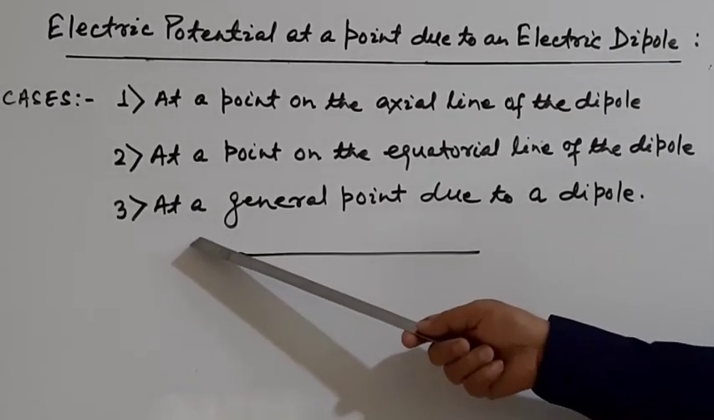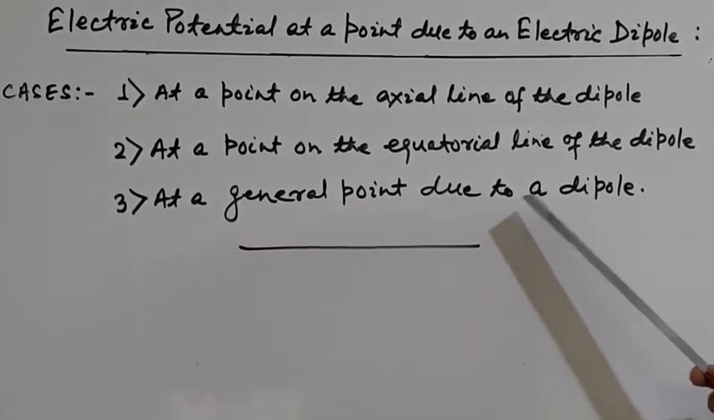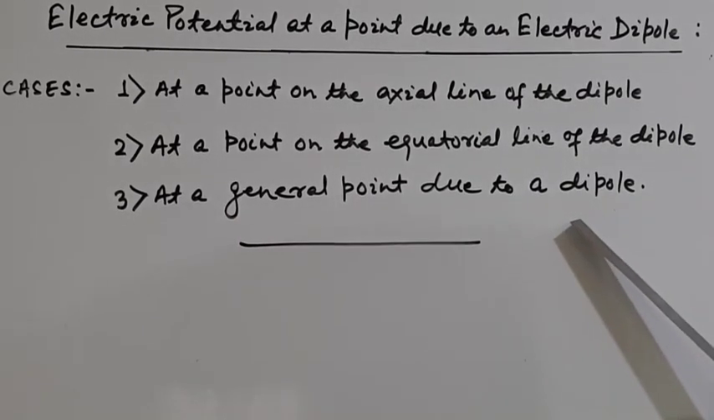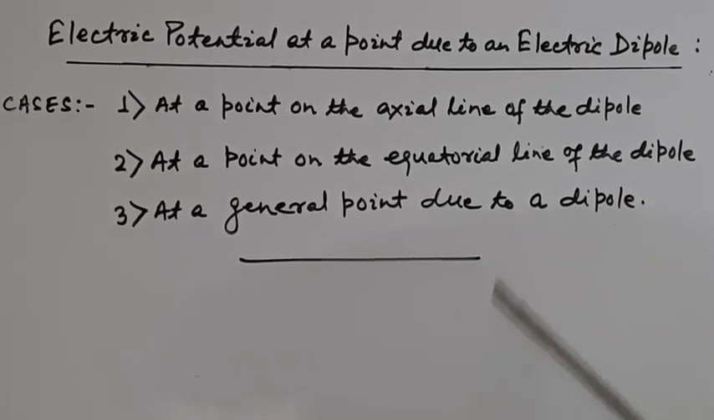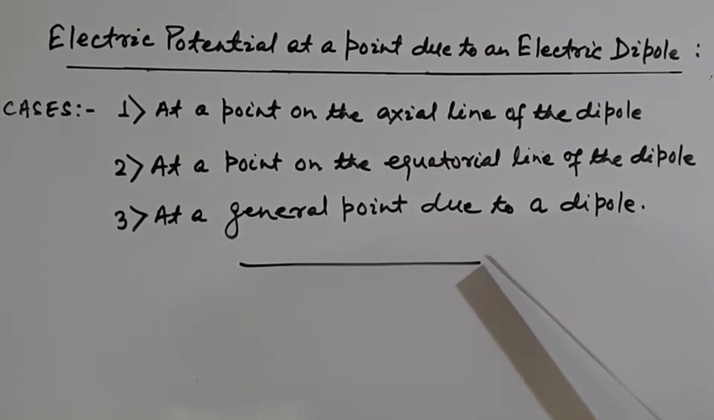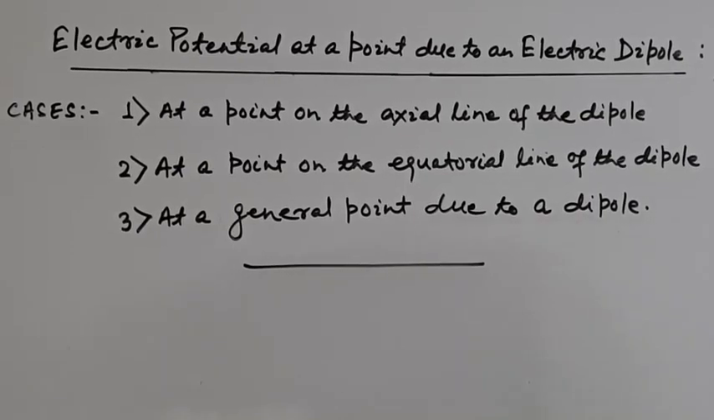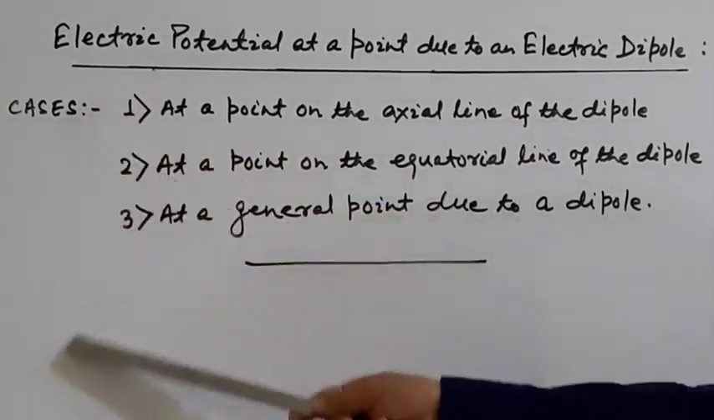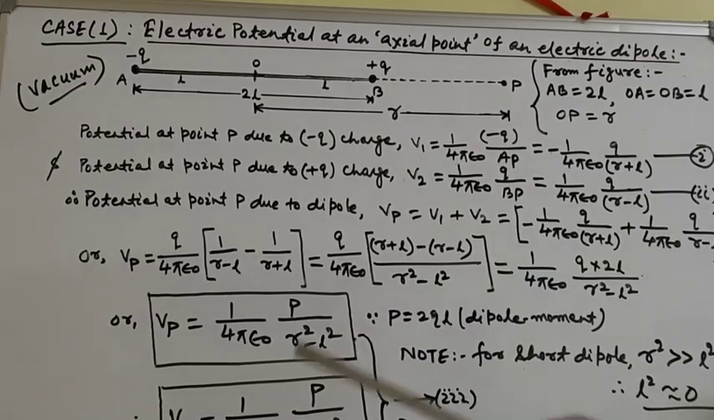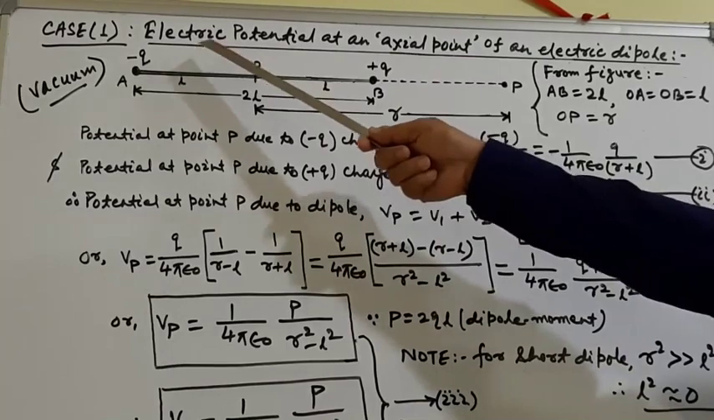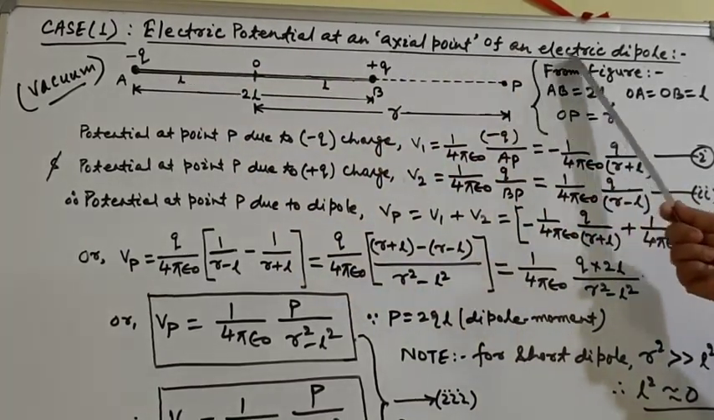And the third case is the general case, at a general point due to a dipole. It means the point lies neither on the axial line of the dipole nor its equatorial line. It may lie anywhere around the dipole. We shall discuss all three situations one by one. Let us take the first case: electric potential at an axial point of an electric dipole.